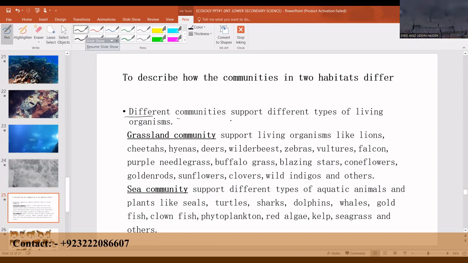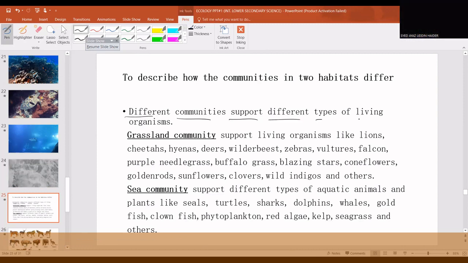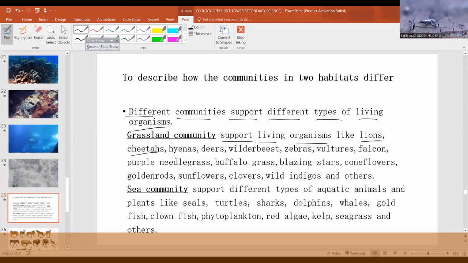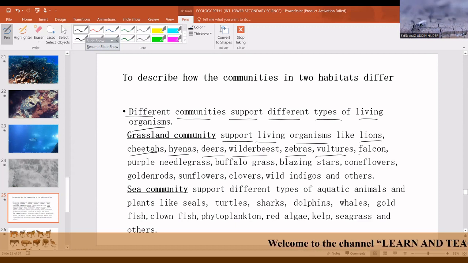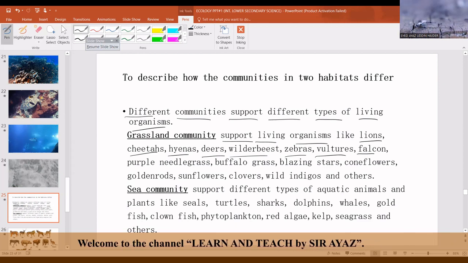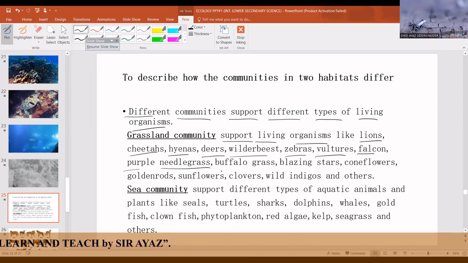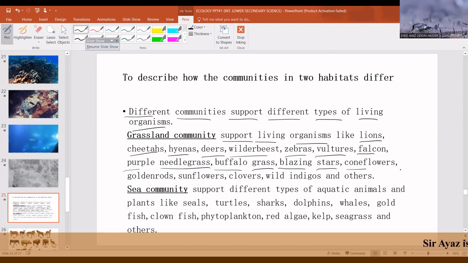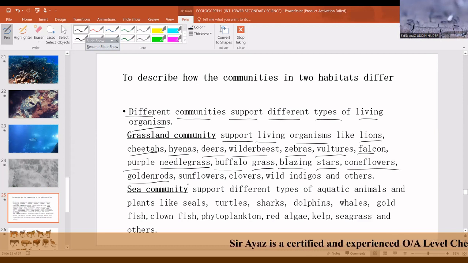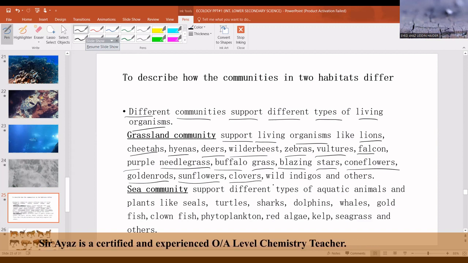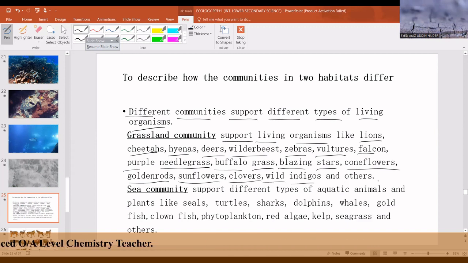Different communities support different types of living organisms. Grassland communities support living organisms like lions, cheetahs, hyenas, deers, wildebeest, zebras, vultures, falcon. The plants like purple needlegrass, buffalo grass, blazing stars, cornflowers, goldenrods, sunflowers, clovers, wild indigos, and others.